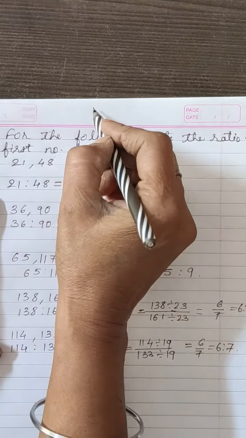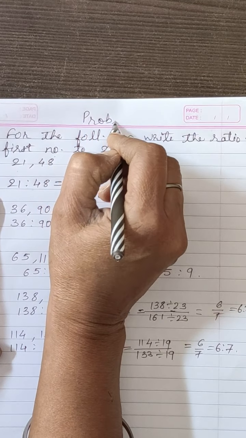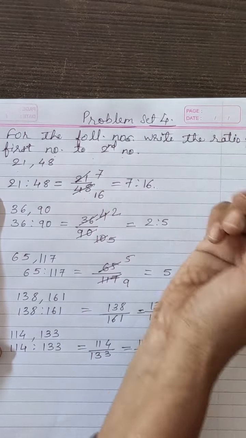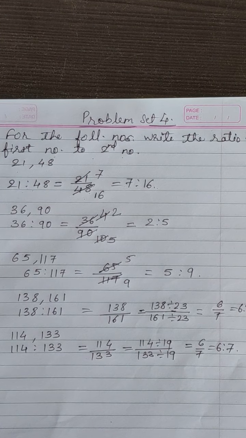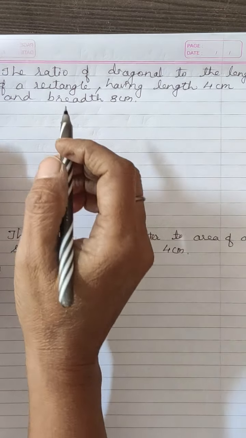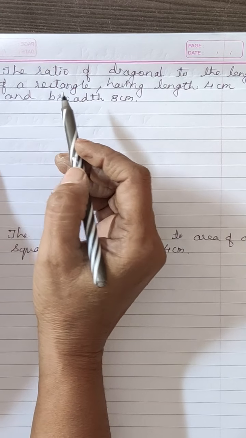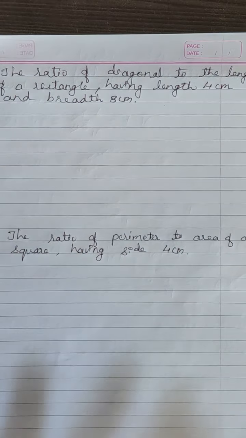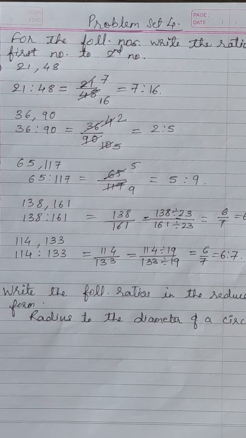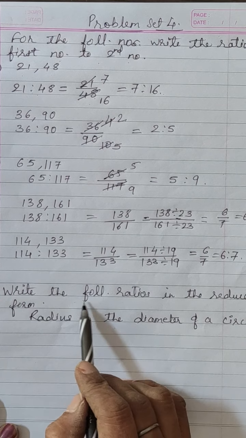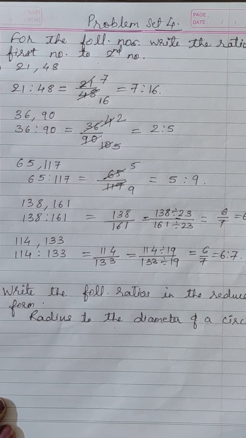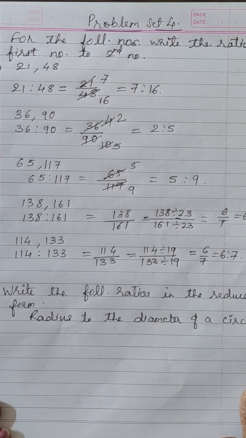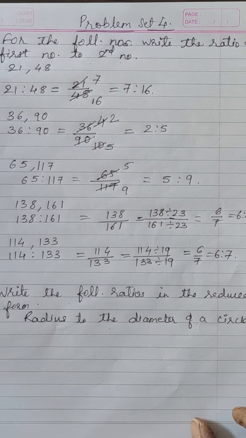Okay, so in this way you have completed your question number 2 of the problem set. Here we are solving the sums of problem set 4. Now here is question number 3. Write the following ratios in the reduced form. You have to write the given ratios in the reduced form.